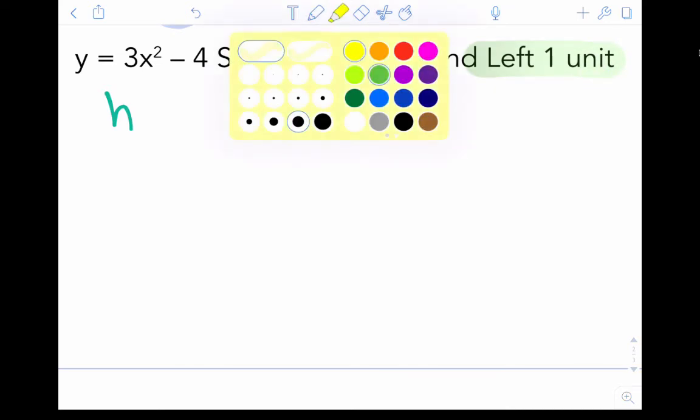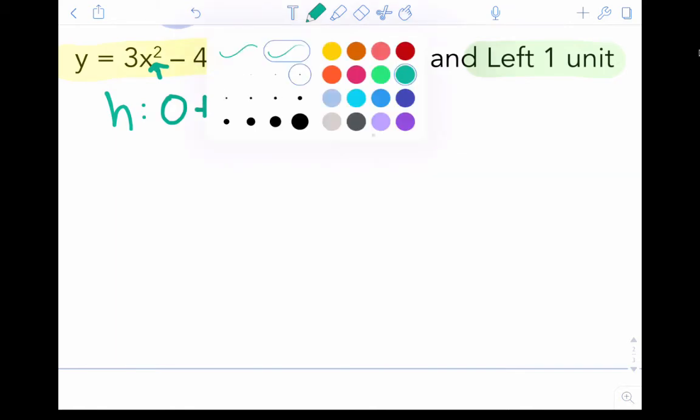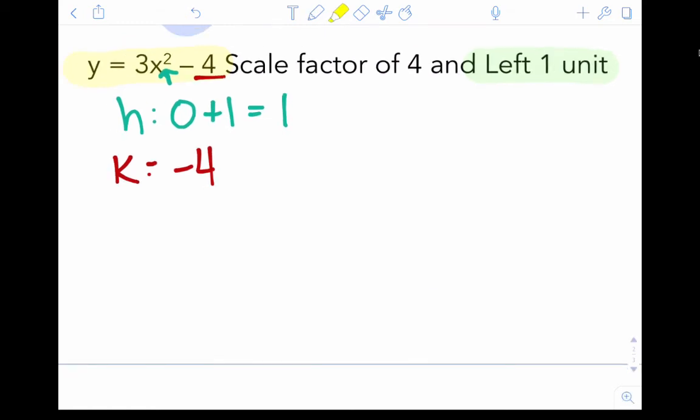So looking at my original equation, y equals 3x squared minus 4, my h is 0. If there's no number being added or subtracted to the x, then that means it's 0, and it goes left 1, which means it increases by 1. So that means that my h becomes 1. Now my k is -4, but nothing happens with my k. There's no left and right, so it just stays -4.